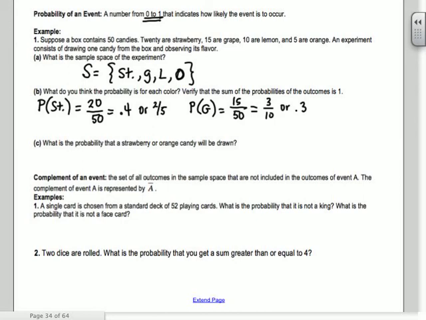So we just go through each one. Probability of lemon is 10 out of 50. So 0.2, or 1/5. And then the probability of orange is 5 out of 50. So 1 out of 10, or 0.1.